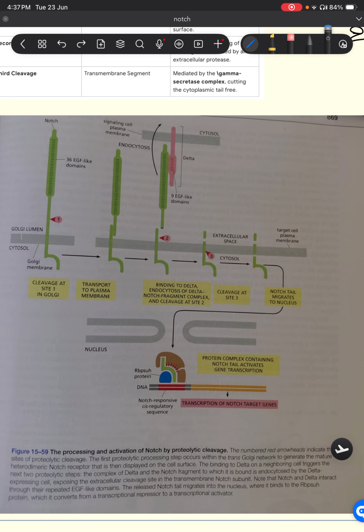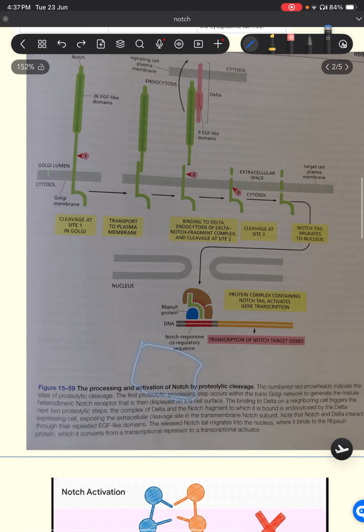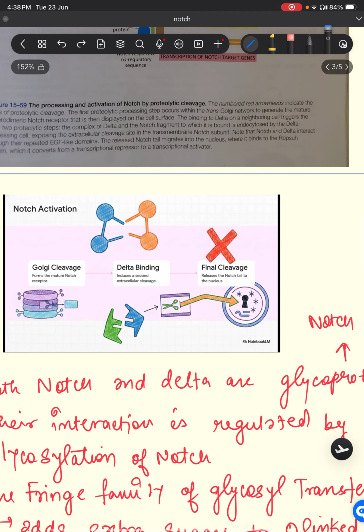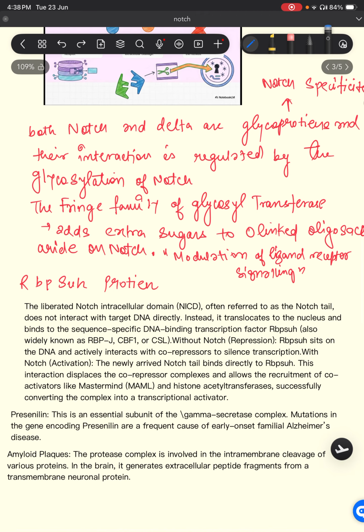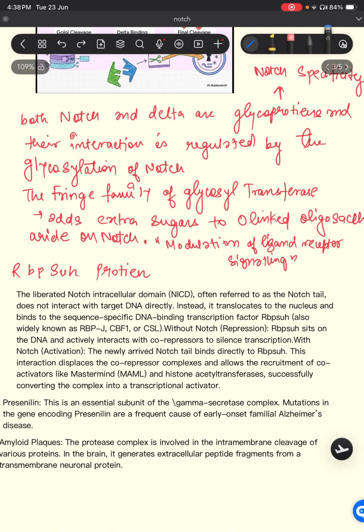So this is the regulatory sequence where it comes and attaches. This is RBP-SUH. It sits on the DNA and it is interacting with the co-repressor. Once the Notch tail arrives, it will displace the co-repressor complex and allow the recruitment of co-activators like MAML and histone acetyltransferase, turning it into a transcription activator.